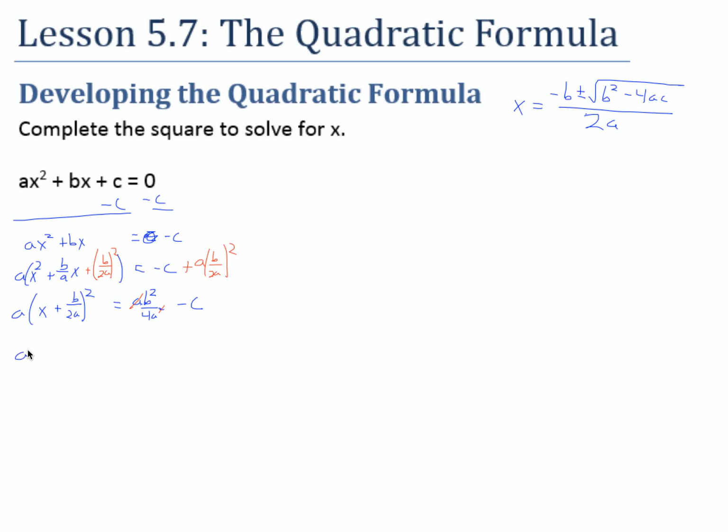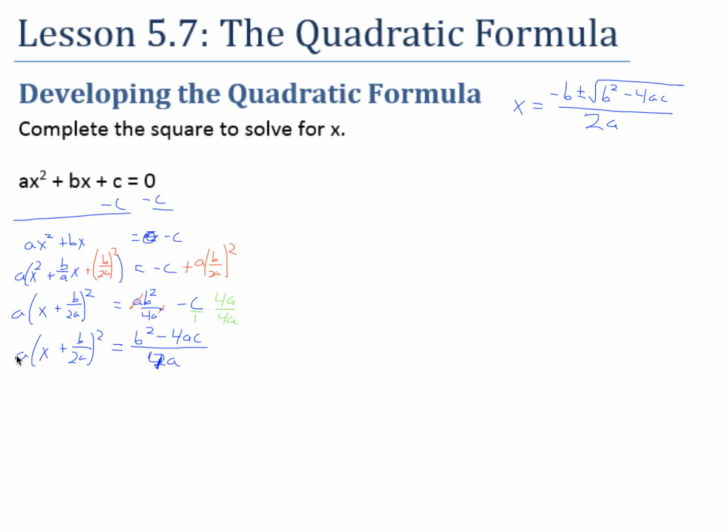So moving on, our next step here, we're actually going to just keep working with this. This is x plus b over 2a squared equals, and we want to add these together. How do we add things with a fraction? Well, we need to get a common denominator. This has a 4a. This is just c over 1, so let's multiply top and bottom by 4a. And once we do that, we have a common denominator of 4a, so we have b squared minus, and then c times 4a, well, that's minus 4ac.